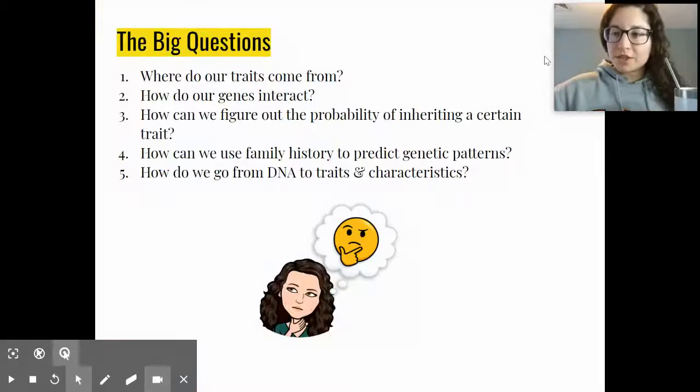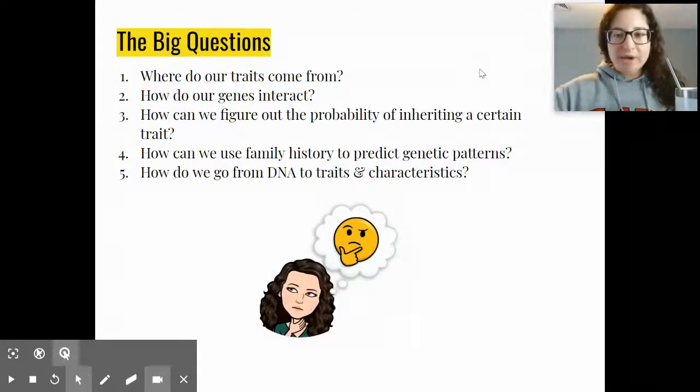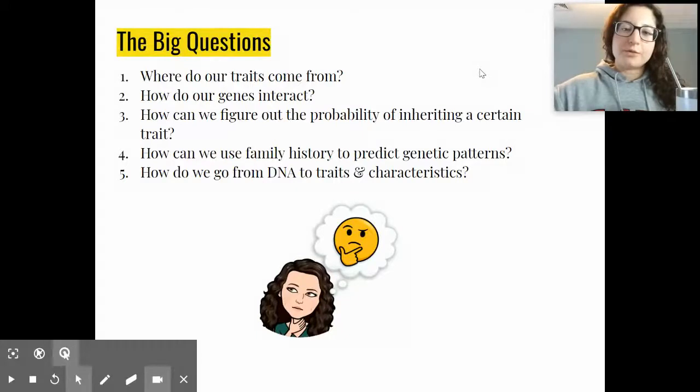Some of the questions we're going to be trying to answer are, where do our traits come from? How do our genes interact? How can we figure out the probability of inheriting a certain trait? How can we use family history to predict genetic patterns? And then how do we go from DNA to traits and characteristics?